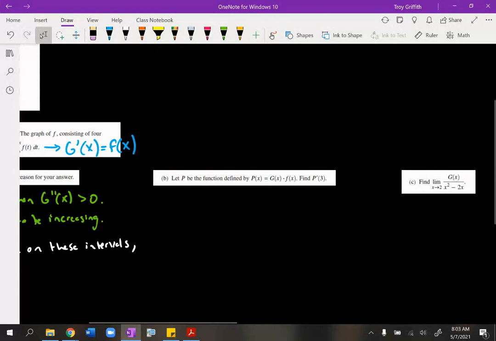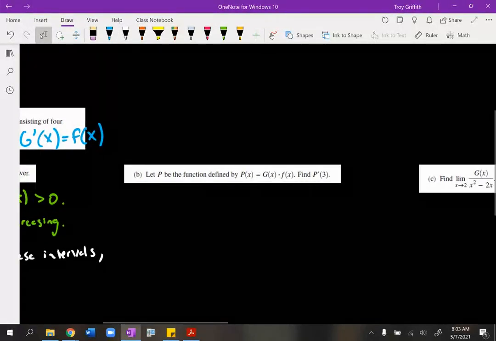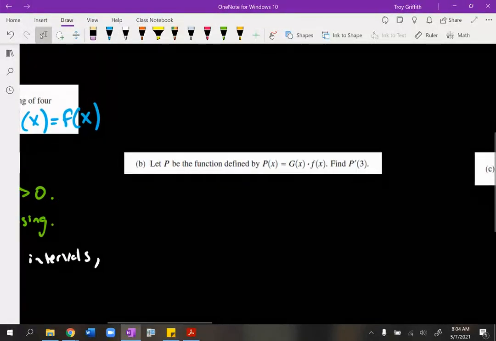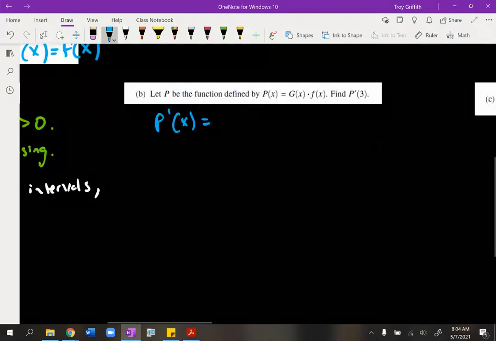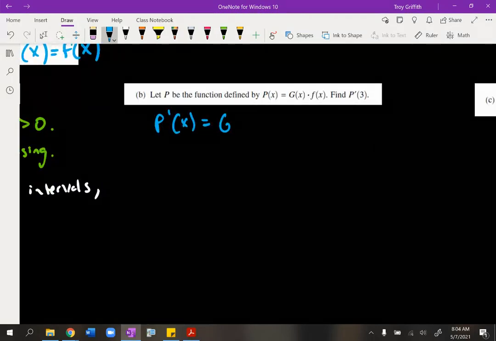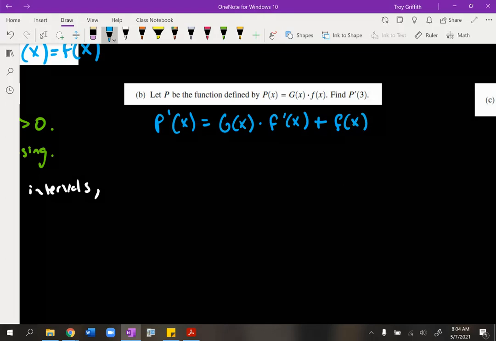Okay, over to the next one. It says let p be the function defined by p of x equals g of x times f of x, and it wants us to find p prime of 3. Well, we'll worry about the graph in just a moment. I'm going to begin by finding the derivative of this function, using the product rule. The product rule says I like to do first times the derivative of the second plus the second times the derivative of the first.